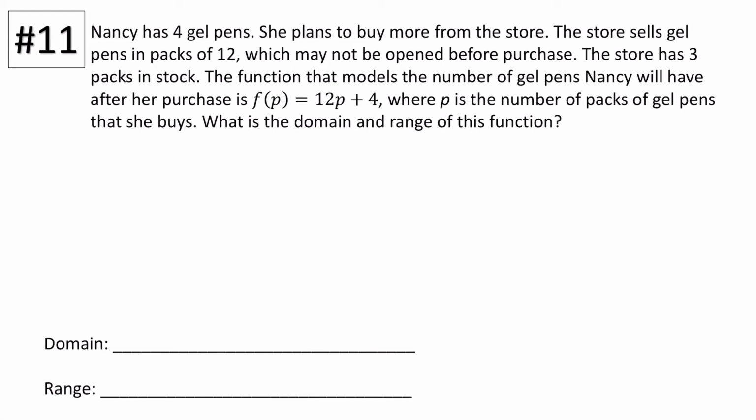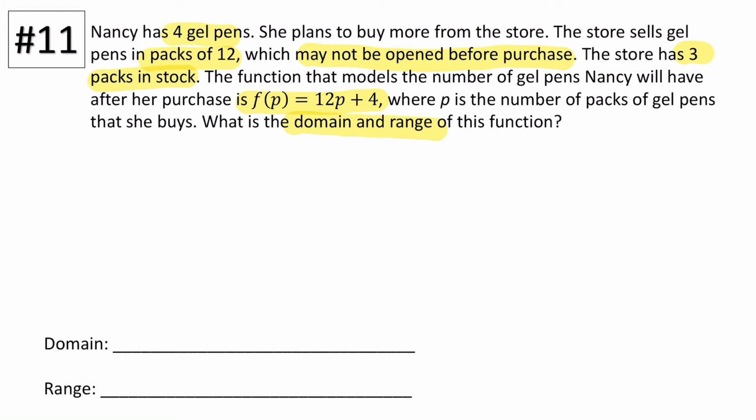So let's start off by highlighting the important information. She has 4 gel pens to start off. She wants to buy more from the store. The store sells gel pens in packs of 12, which may not be opened before purchase. So we know she's going to be buying whole packs. They have 3 packs in stock, and the function that we have is f of p equals 12p plus 4. And we're trying to find the domain and range.